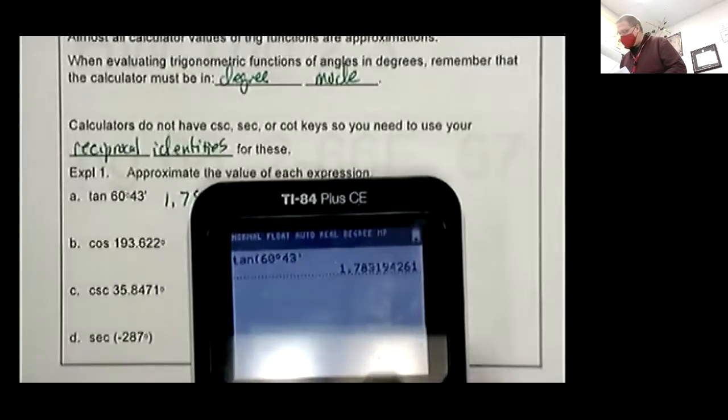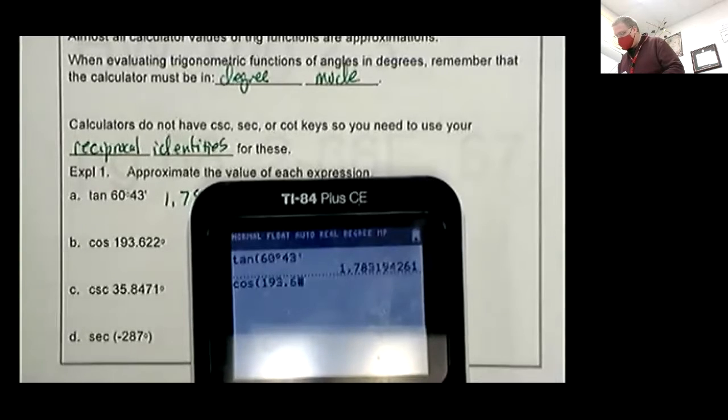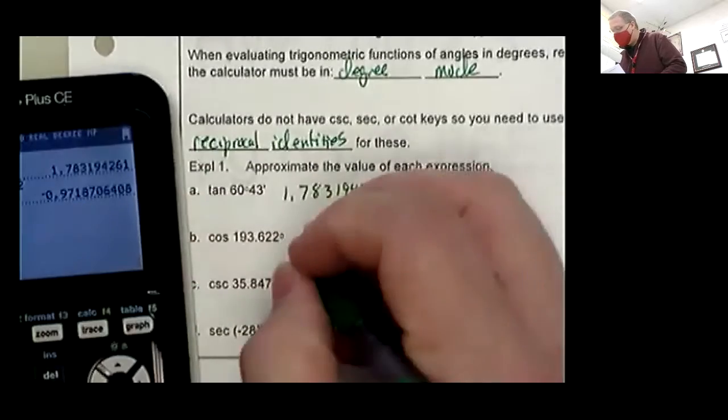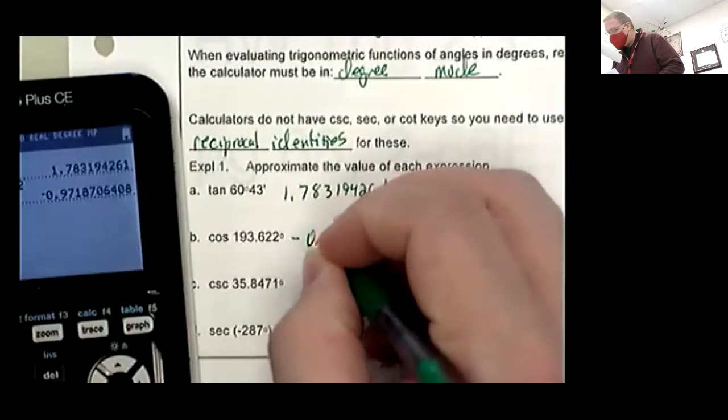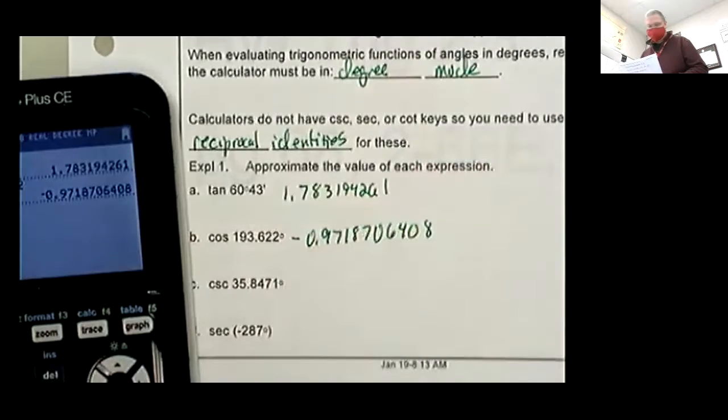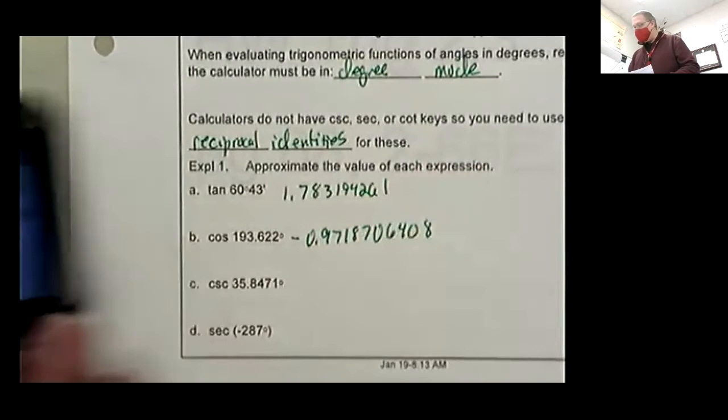Same thing, we can do cosine of 193.622. Again, this is decimal degrees. There is no degrees, minutes, seconds. It's just decimal degrees. And that's going to give us a value, and we're just going to write down that whole number, which is negative 0.97187064008.